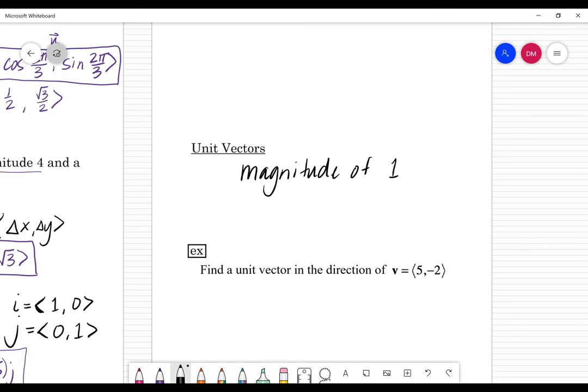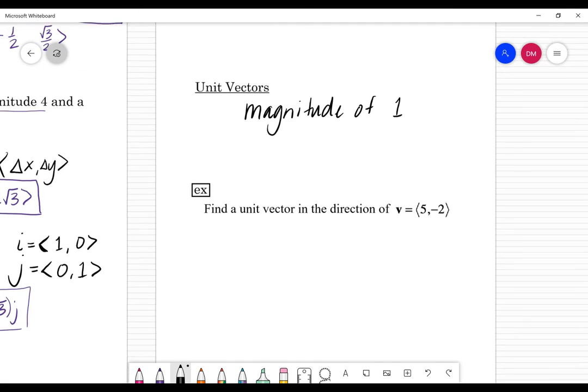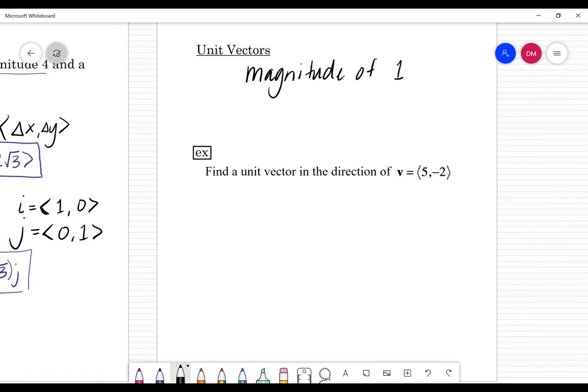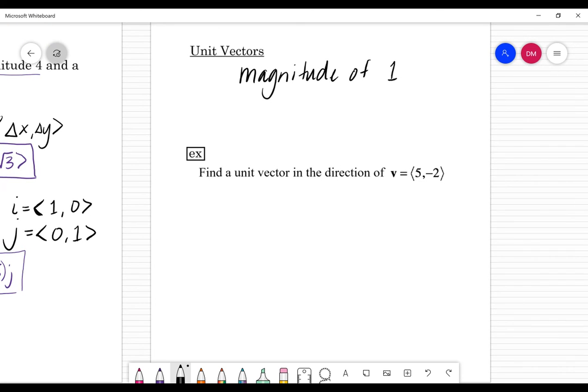So obviously any of the ones that are on our unit circle already qualify, but what if we have this vector right here, 5, -2, and we want to find the unit vector that goes in the same direction as that, but only has a magnitude of 1? Essentially, the idea is we are dividing out any existing magnitude that v has. So if we divide out that magnitude, that leaves us with a magnitude of 1.